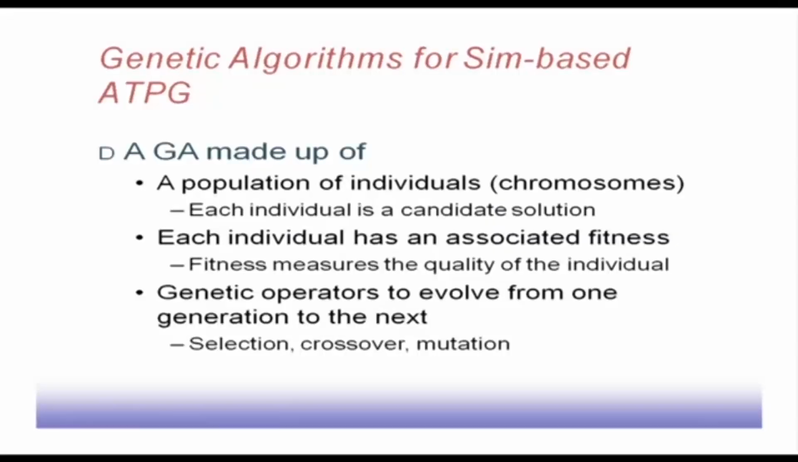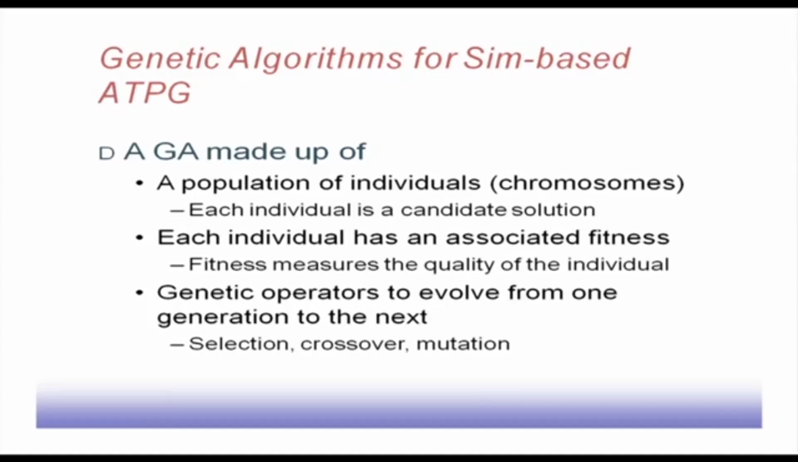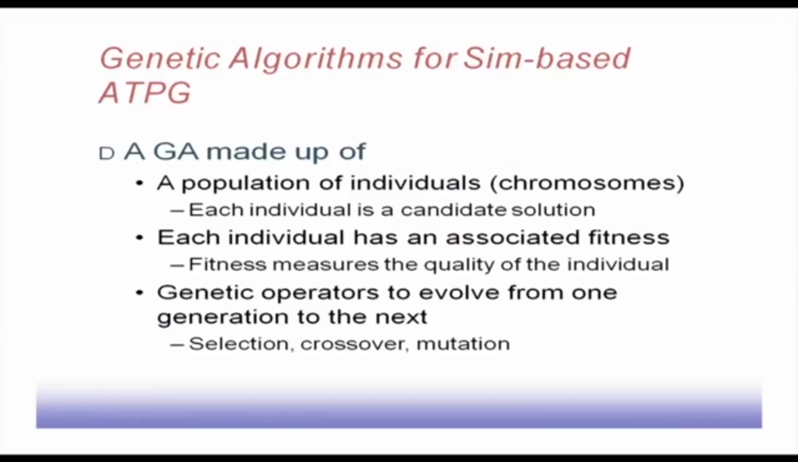Now, that way we can think about this test pattern generation process as a collection of individuals, where every pattern is an individual and they have got their fitness. Genetic operators evolve the population from one generation to the next. So, if we want to go from the current generation to the next generation by generating a new population or new individuals, it is done by three mechanisms. One is called selection, another is called crossover, another is called mutation. These are the three genetic operators that are used for evolving over the generations.